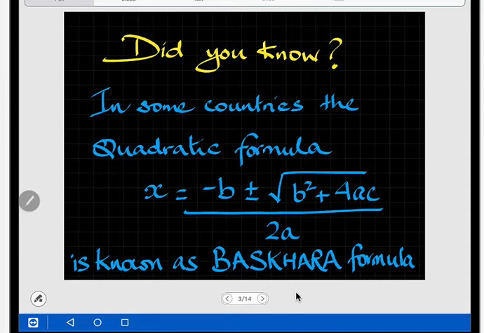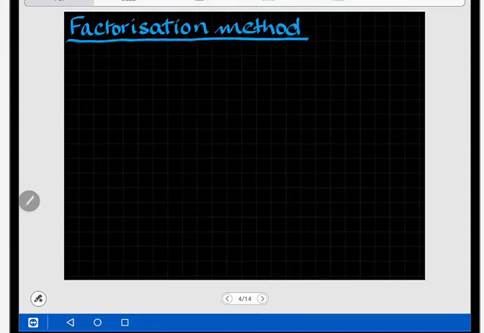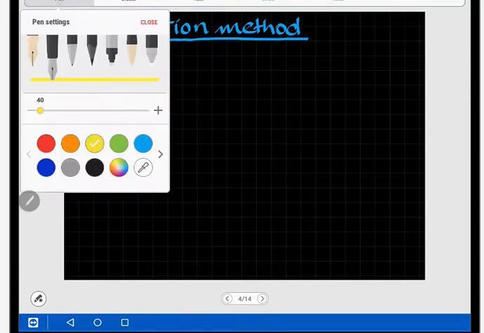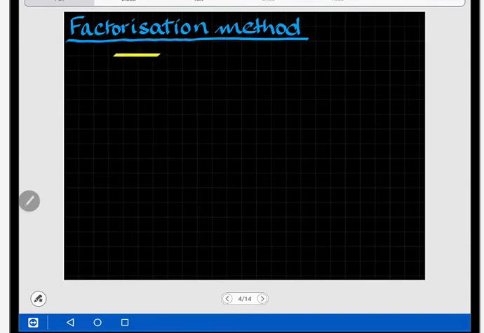All right, let's do some serious work now. Let us look at an example. Let's say you have to solve this equation: x squared plus 7x plus 12. All right, you have to factorize this. How would you factorize this?